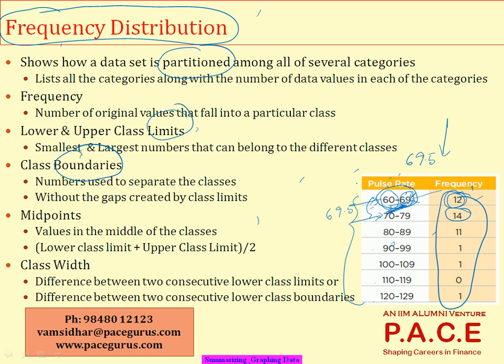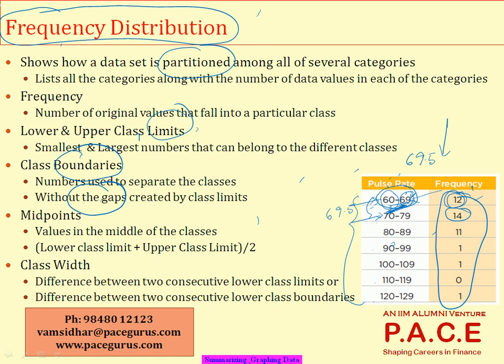I should not leave any gaps which are there as a part of the class limits. In some cases, if my limit itself does not contain any gaps, then there is no difference between a limit and a boundary. But if there are gaps between the upper limit of the first class and the lower limit of the next class, then obviously there is a difference between the limits and the boundaries, as highlighted here.